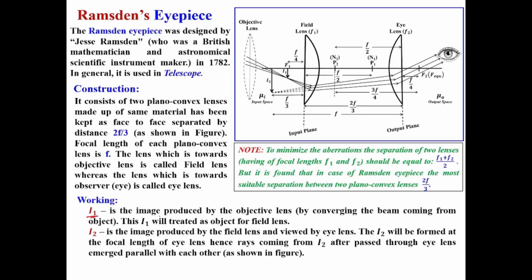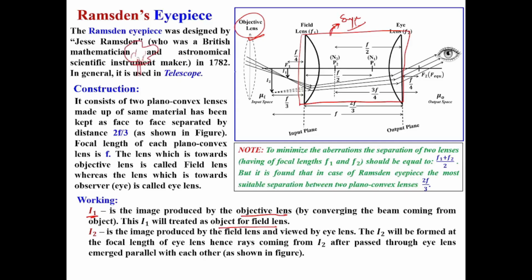I1 is the image produced by this objective lens by converging the beam coming from the object. This I1 will be treated as the object for the field lens. Here this is the field lens, and this combination of two plano-convex lenses is your eyepiece. This combination of lenses is the so-called optical system itself. And in front of the field lens, the objective lens is there. In front of the objective lens, if this is a telescope, then the object will be at a farther distance.